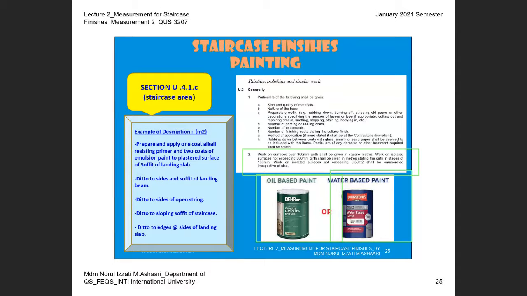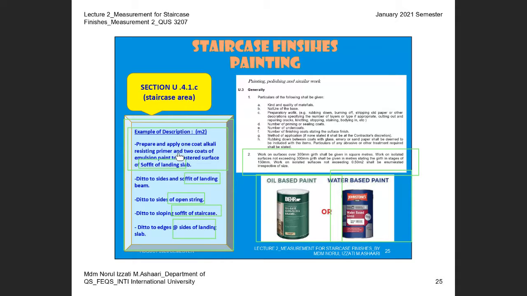Okay, look at the example. Prepare and apply 1 coat of alkali resisting primer, 2 coats of emulsion paint, to the plastered surface of soffit of landing slab. These boxes are actually of the same category: soffit of landing slab, soffit of landing beam, open string, staircase area, edges of the staircase area, and so on. So this is normally water base. Okay, water base.